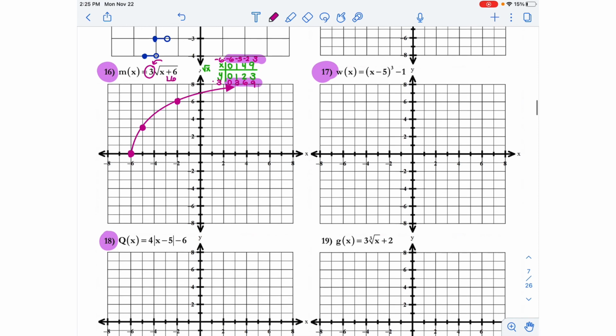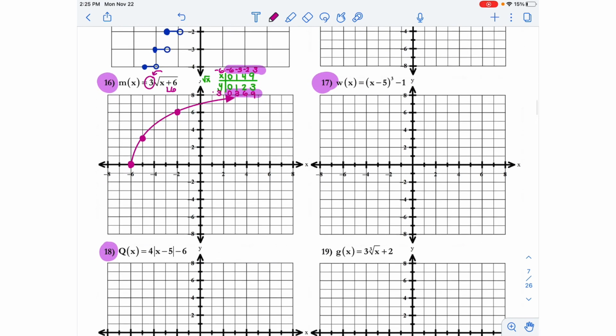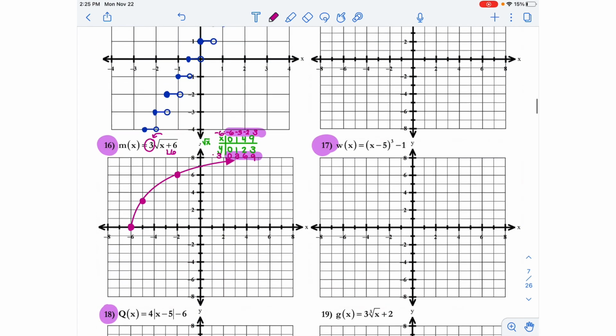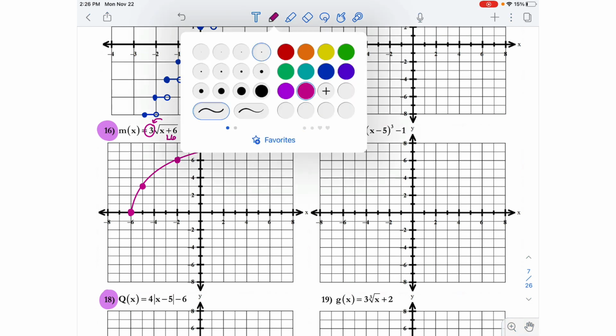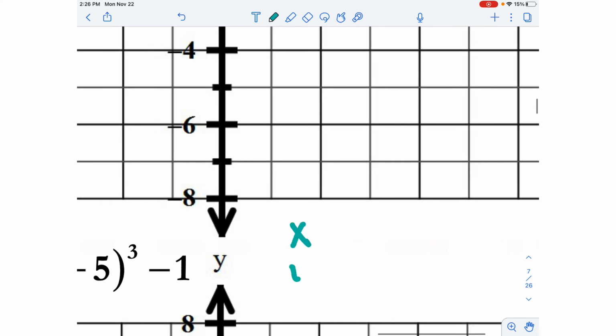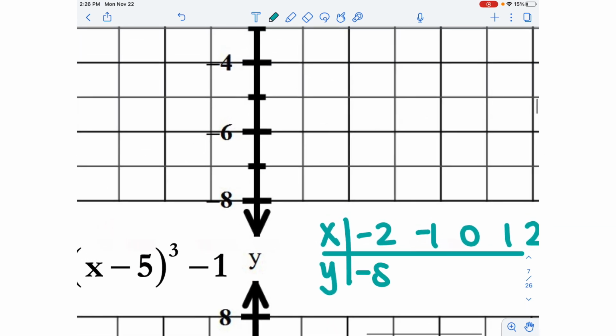Okay, it looks like I'm going to do 17. I mean, 17 is very similar to number 12, so I don't know that I need to do that one, but really you're just going to be taking your original cubic function. I guess I'm doing it here. -2, -1, 0, 1, and 2. And the original points will be -8, -1, 0, 1, and 8.